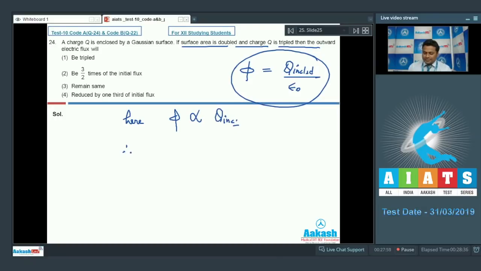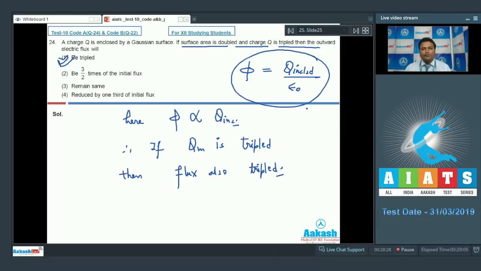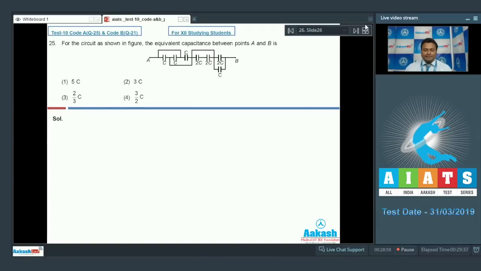So here flux phi is directly proportional to Q enclosed. It means if Q enclosed is tripled, then flux is also tripled. And we can say that option number 1 is absolutely correct. We will go with option number 1. Now let us proceed to the next question, that is question number 25. Here is question number 25.